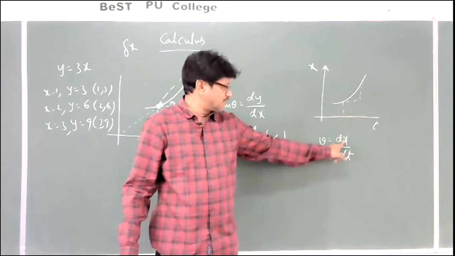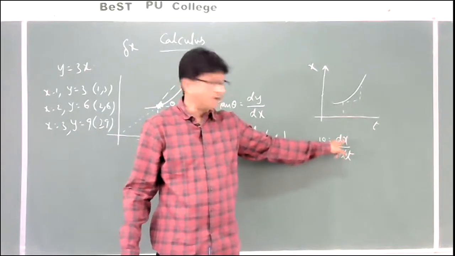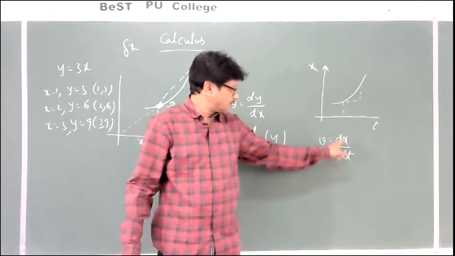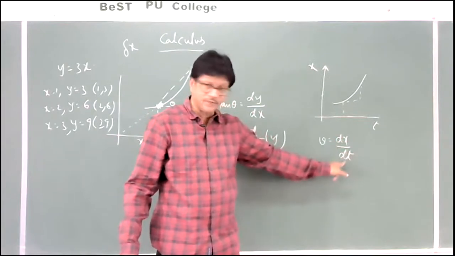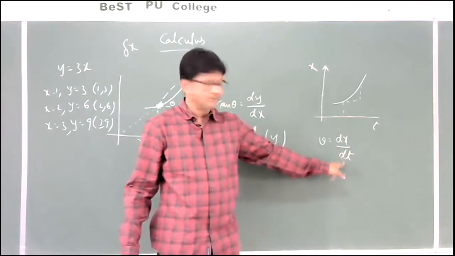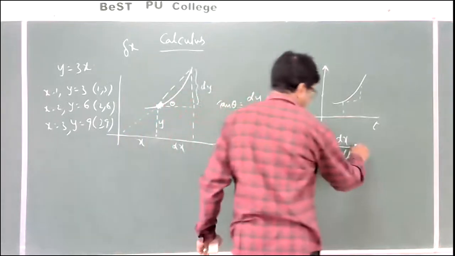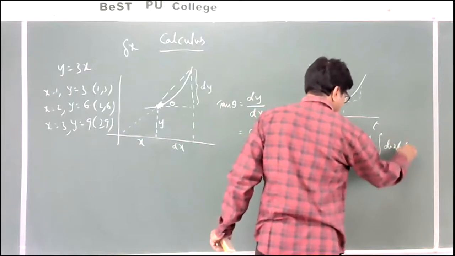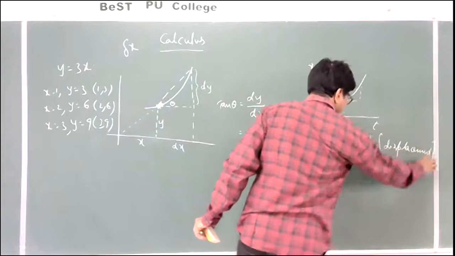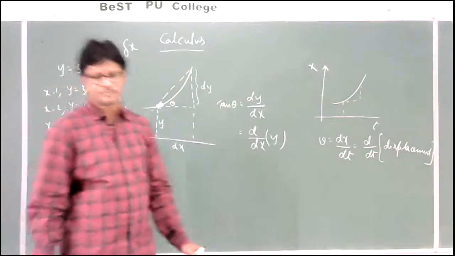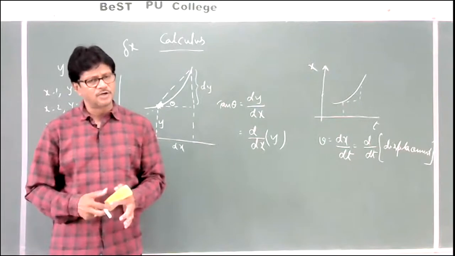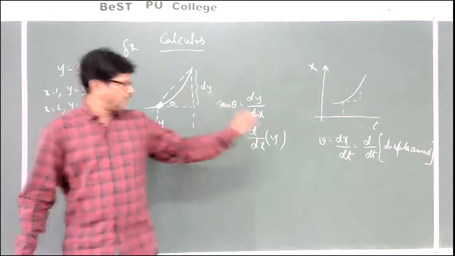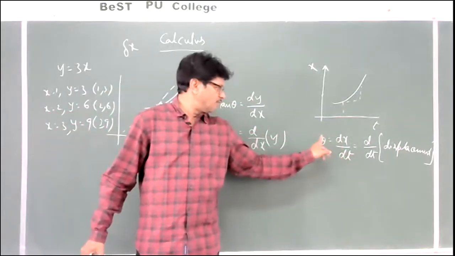So here x is the dependent variable. On what factor is it depending? It is depending on the t value. So if you differentiate the displacement with respect to time, we'll get the velocity. How to differentiate and what formulas we are going to use, we'll discuss later. So if you differentiate the displacement with respect to time, we'll get the velocity.